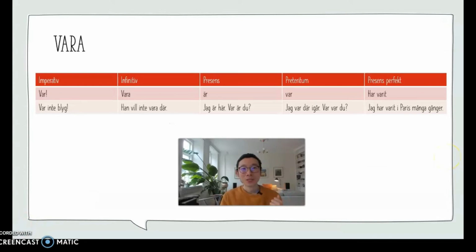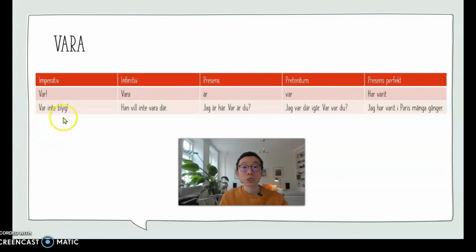Nu ska vi repetera sista ordet, vara. Now, let's repeat the last word, vara. Vara means to be. To be in English is also an irregular word. If you think about be, the present tense in English is is or are, and the past tense is were or was. So it's also irregular in English. It is also irregular in Swedish. So let's begin with the imperative form. Imperativ form of vara är var.